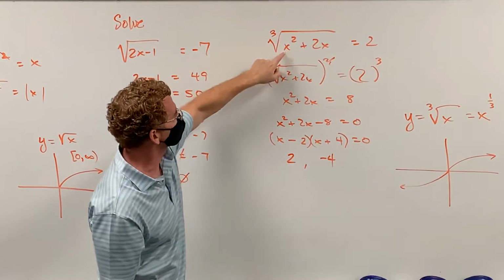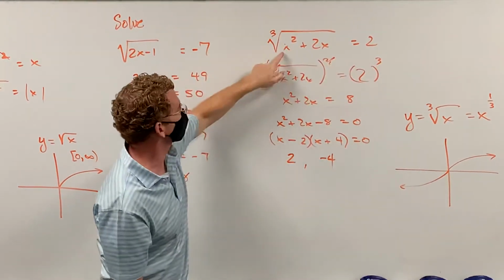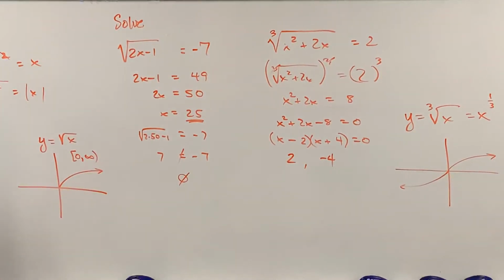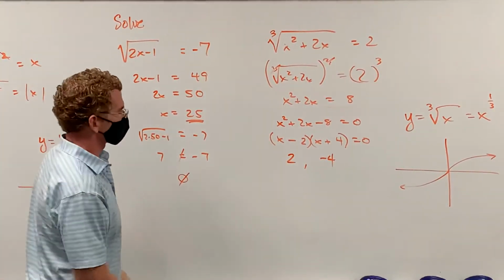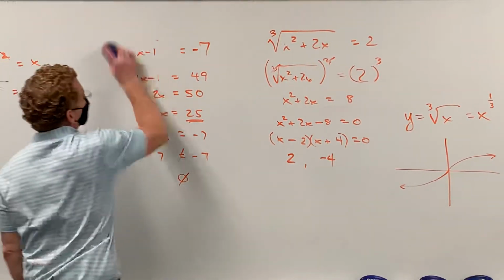Plug a negative 4 in there. 16 minus 8 is 8. Cube root of 8 is 2. Plug a 2 in there. 4 plus 4 is 8. Cube root of 8 is 2. So if you want to just play it safe and always check, it's not a terrible idea, because you might have even factored wrong there. So anyway, all right, let me pick it up a little bit.